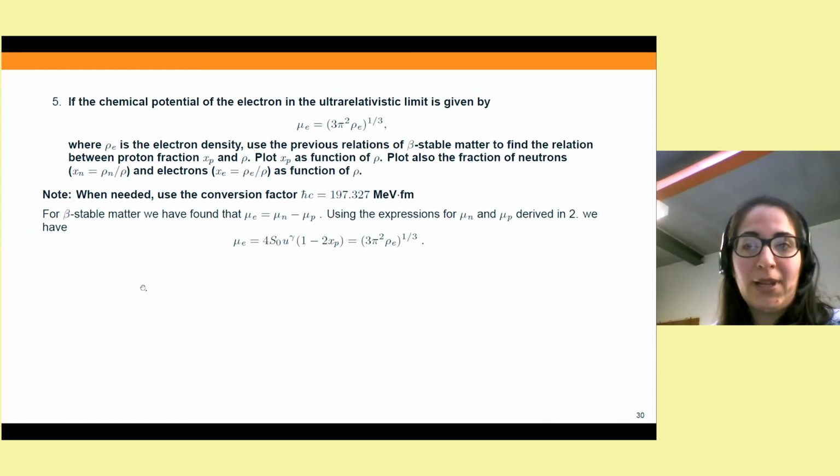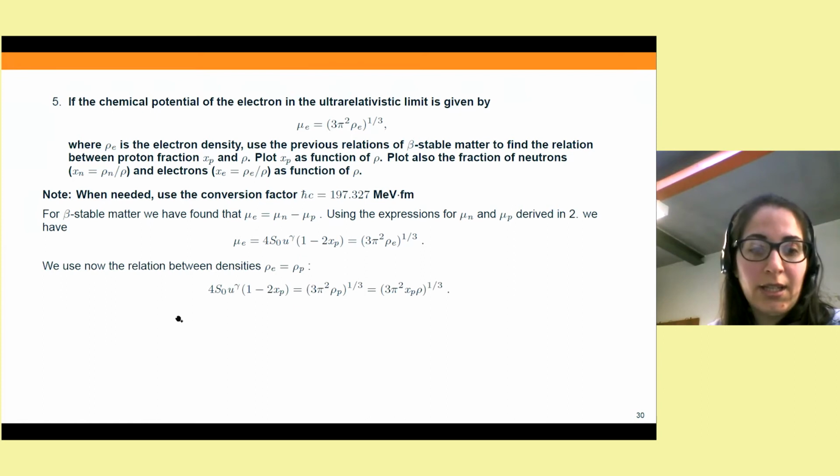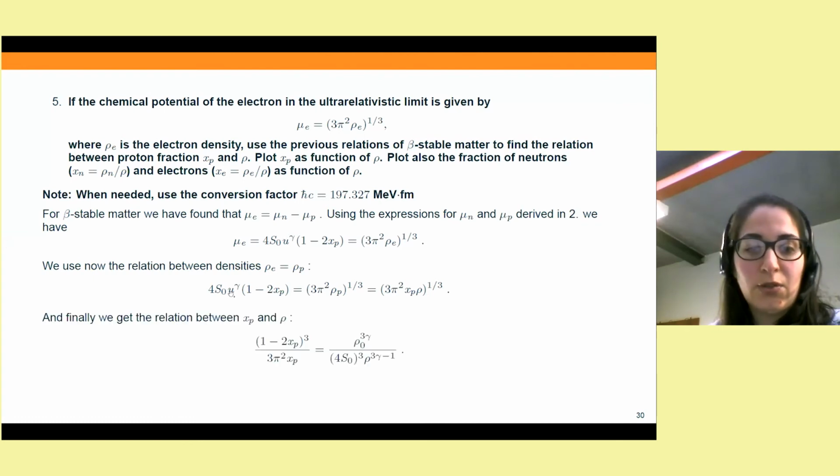So now we can apply what? The relation between densities, okay? We have seen that this electron density, because of charge neutrality, has to be equal to the proton density. So we can just substitute it. And we get this equation here in terms of the density, which is inside here of this U, and the proton fraction. And we want to plot this.